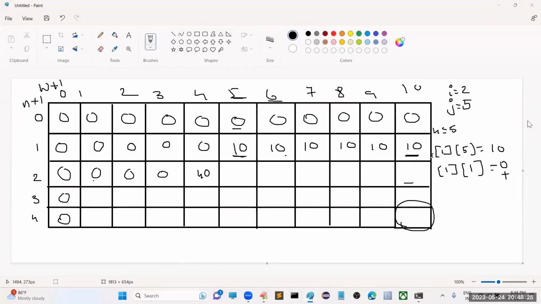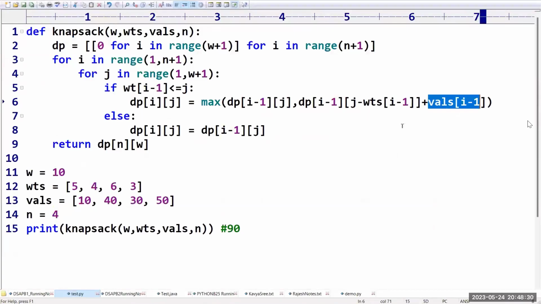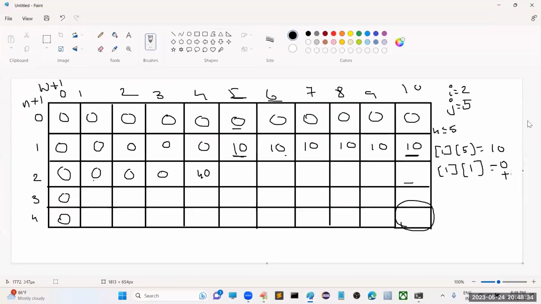Plus we are going to include that particular profit. So 2 minus 1 means 1. What is the profit of that particular object? 40. So we have 10 and then 40 is there. What is the maximum? I think we are going to get 40. So from this you can see what is the maximum here. We are going to get 40 only. Okay, 40 only, correct? So here also we are going to get 40, but let me check.